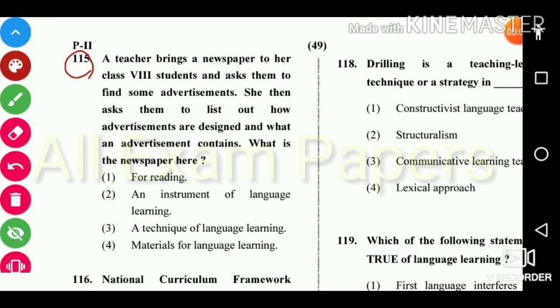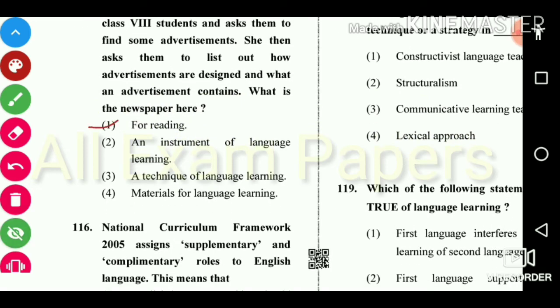A teacher brings a newspaper to her class 8 students and asks them to find some advertisements. She then asks them to list out how advertisements are designed and what an advertisement contains. What is the newspaper here? Option number 1, for reading. Next is an instrument of language learning. Third is a technique of language learning. Fourth one is materials for language learning. And the answer is option number 4.